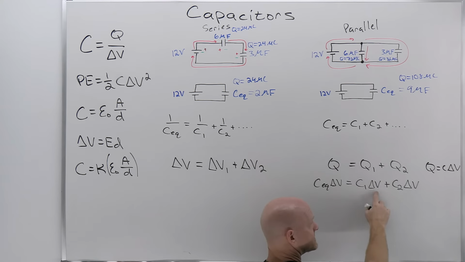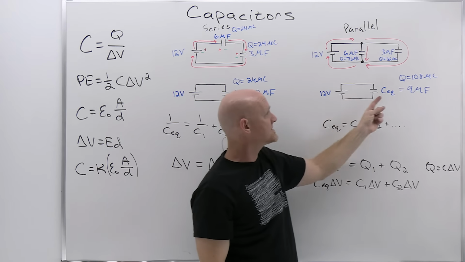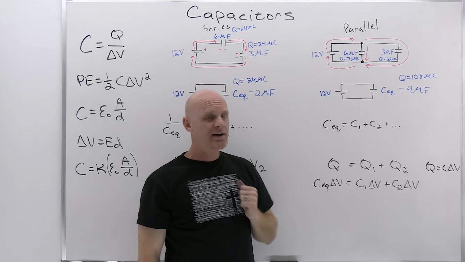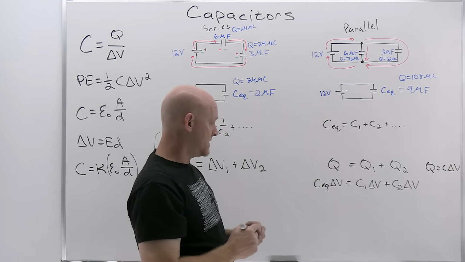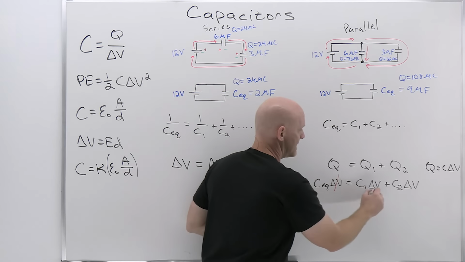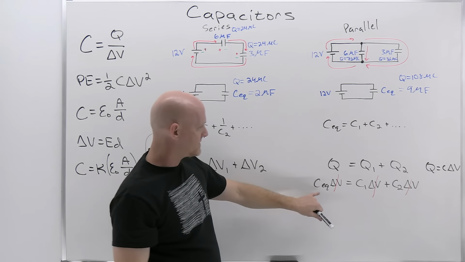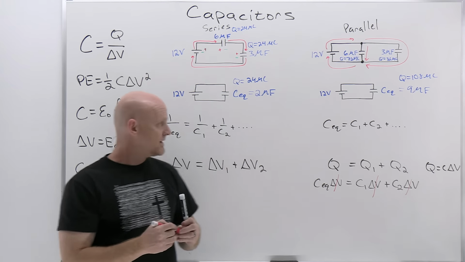And notice I'm not writing delta V1 and delta V2 because delta V on any pathway as well as the total is exactly the same. So it's just delta V. There's no reason to simplify it any further. They're all equal. Because they're all equal, I can divide the whole equation by delta V. And they just cancel, and notice I'm just going to be left with C equivalent equals C1 plus C2, which is why they're just purely additive.